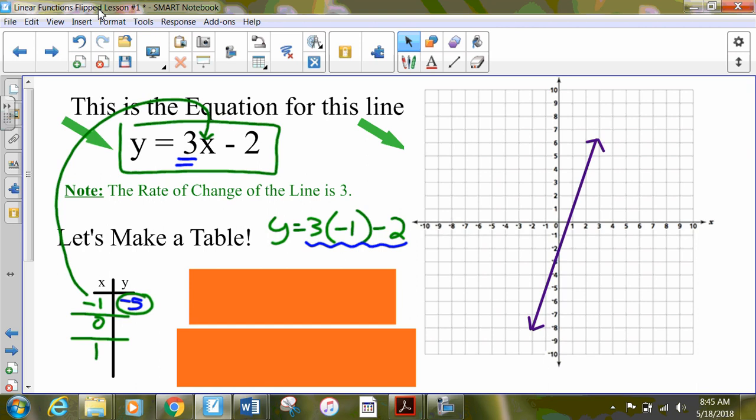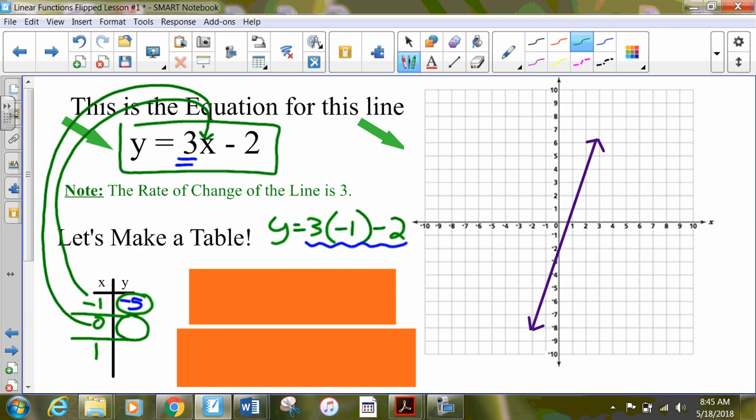So I wonder what y would be equal to when x is equal to 0. We could try doing this in our head, right? We could take 0 and plug it in for x. 3 times 0 is 0. 0 minus 2 is -2. You could also write it out and put it in the calculator. I wonder what y is equal to when x is equal to 1.